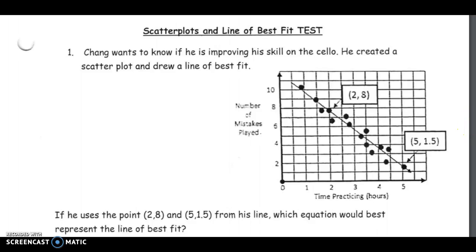Number 1, Chang wants to know if he is improving his skill on the cello. He created a scatterplot and drew a line of best fit. The number of mistakes played times practicing in hours. If he uses the points (2, 8) and (5, 1.5) from his line, which equation would best represent the line of best fit?